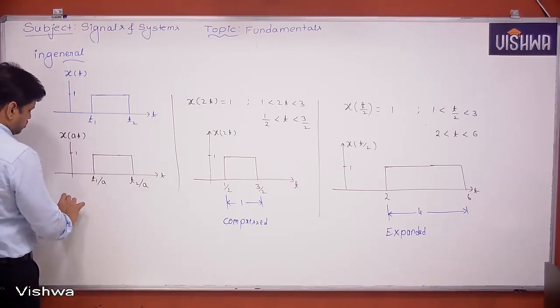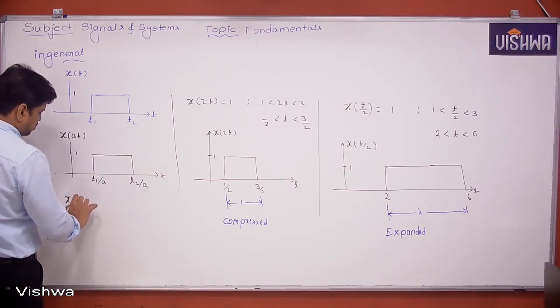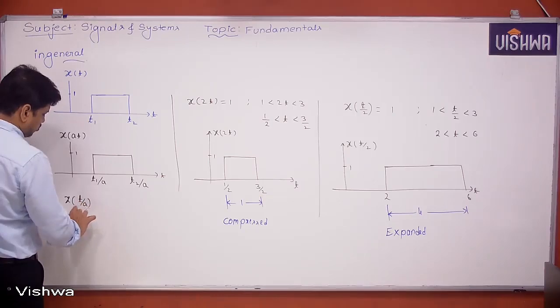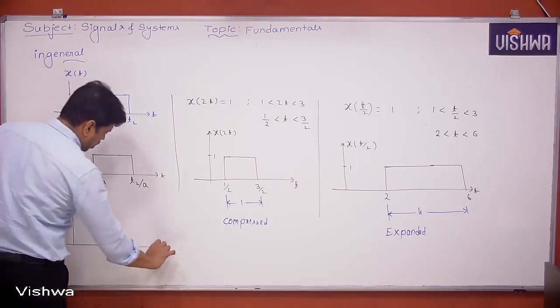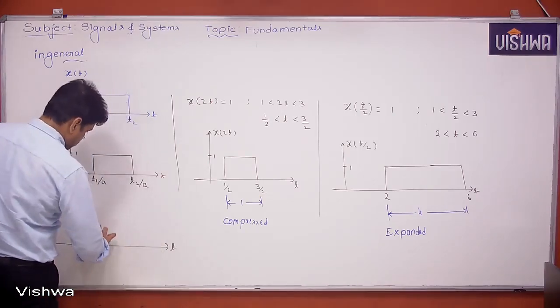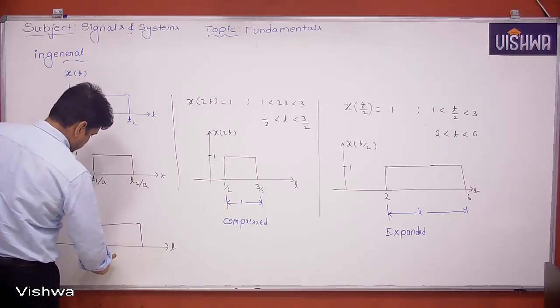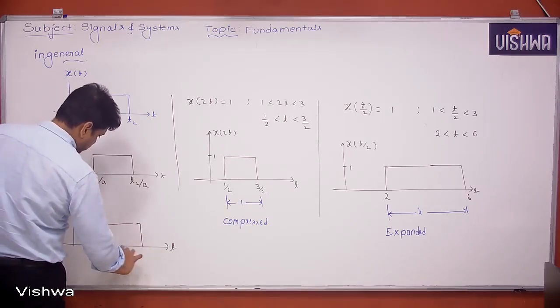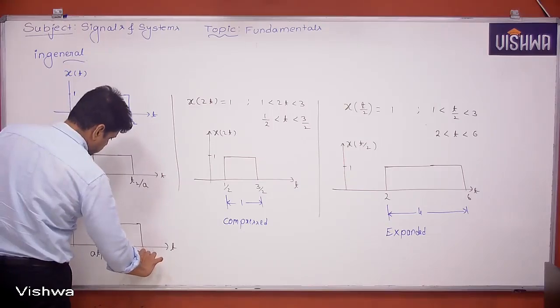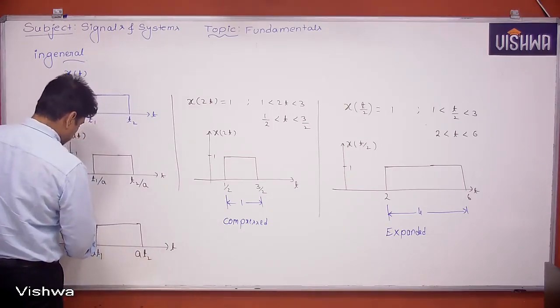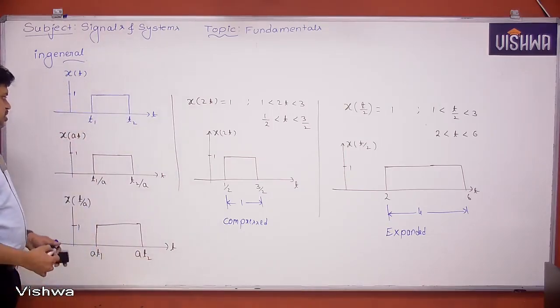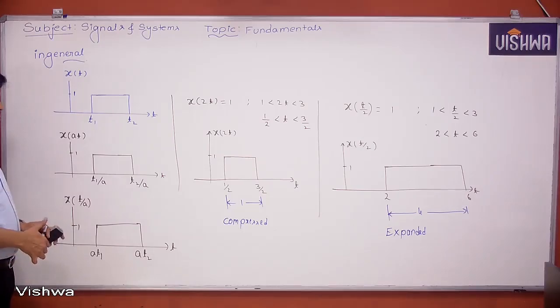Amplitude does not change. x of t by a, if you want to find out, then what we have to do is multiply each instant with a: a t1, a t2. Amplitude is 1. That's what the meaning of it. In general, this is what we will do. Okay, take it.